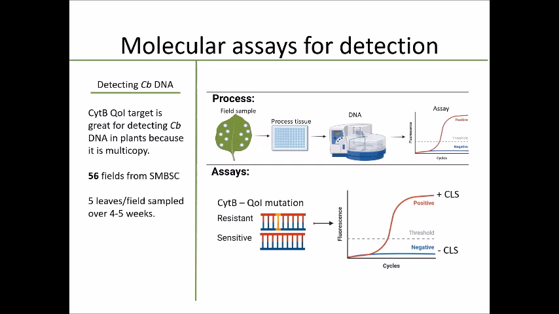The output looks a little bit like this, where we have these fluorescent curves, and a positive curve is anything that passes our set threshold, and a negative curve indicates that there's no CLS. So using this assay, we're able to detect Cercospora in asymptomatic leaf tissue.